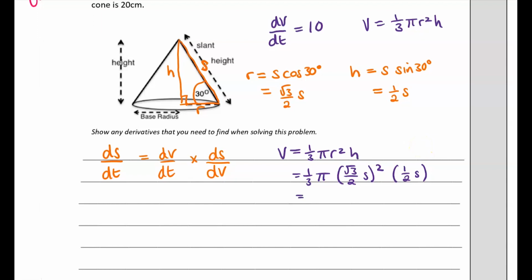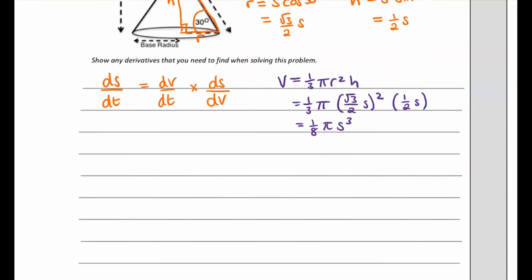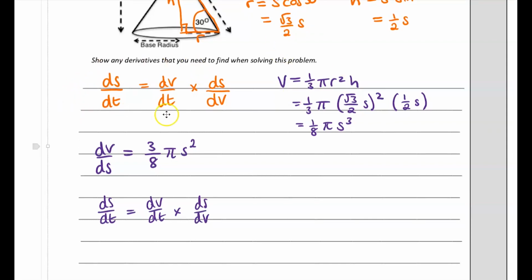And if we tidy that up, we get 1/8 pi s cubed. Okay, so now we can differentiate that. So dv by ds will be 3/8 pi s squared. Remember, pi is just a number, so it doesn't actually do anything with the differentiation other than being a constant in front. Okay, so if we're doing ds by dt, we want to do dv by dt times ds by dv, what we had up at the top, just over here.